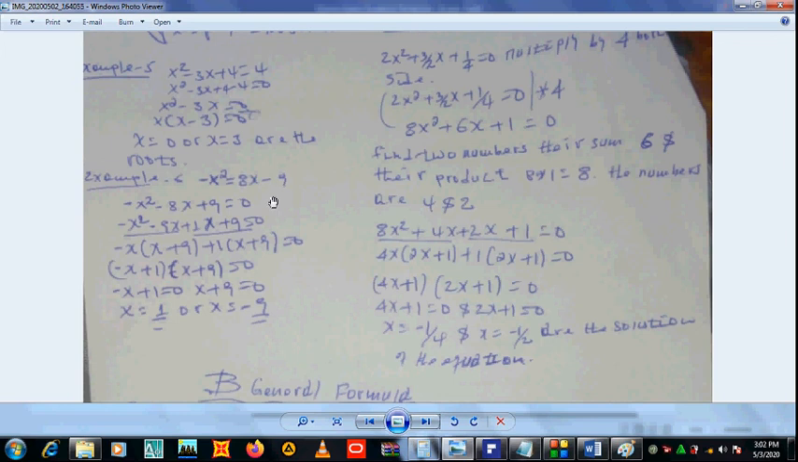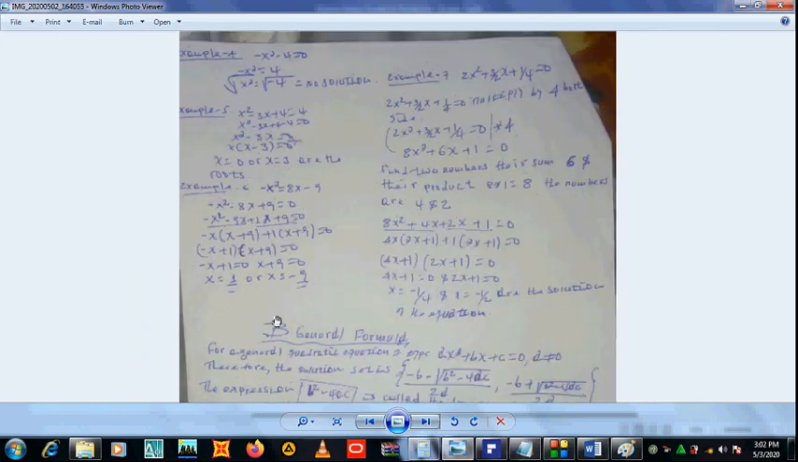Is this clear? Okay, let's proceed. Then taking common factors, negative x plus 9 and 1 x plus 9. This gives (negative x plus 1)(x plus 9). Then x equals 1 or x equals negative 9 are the solutions of this equation.